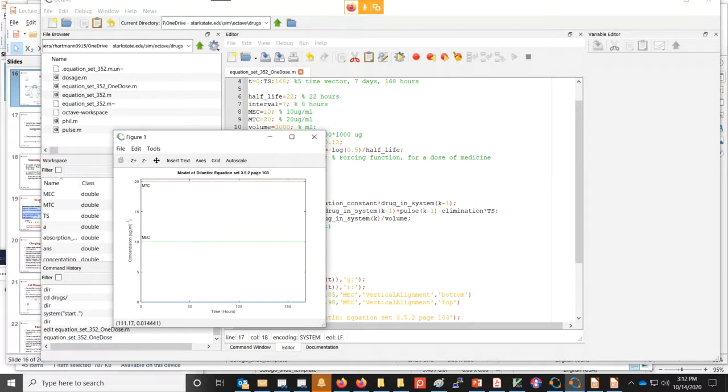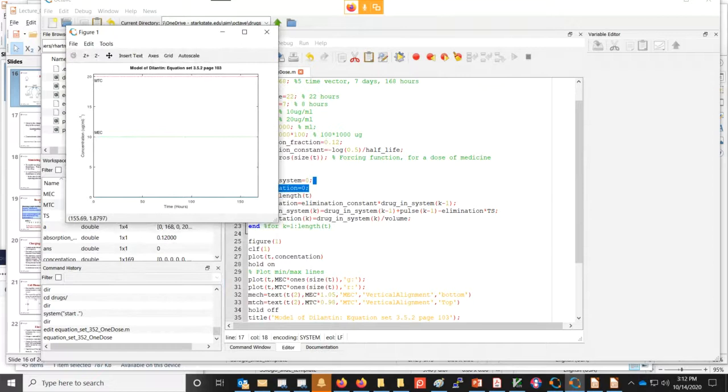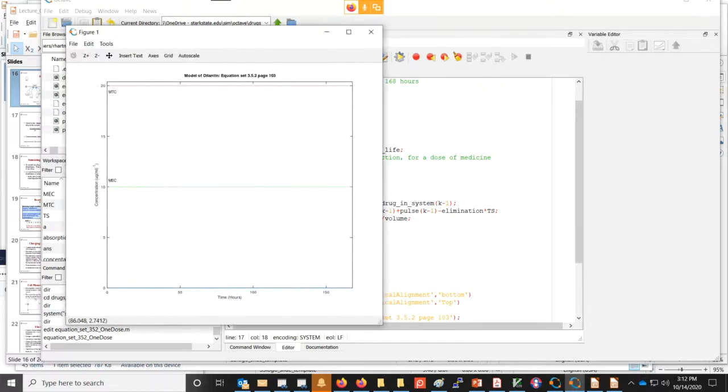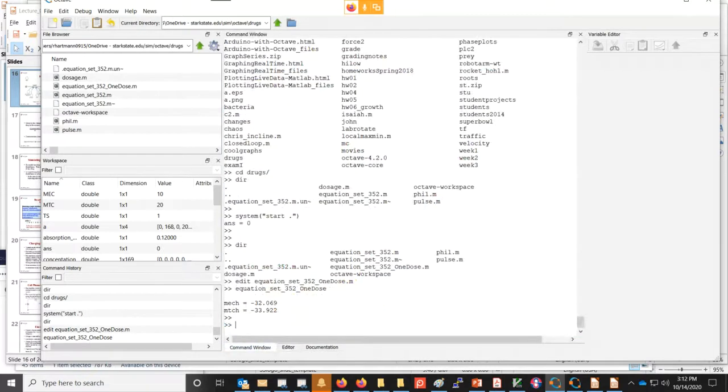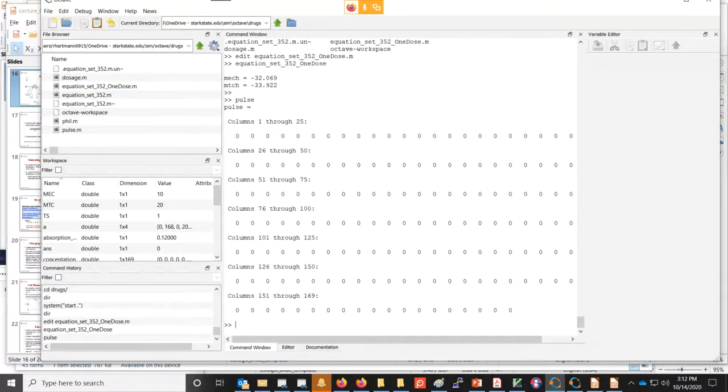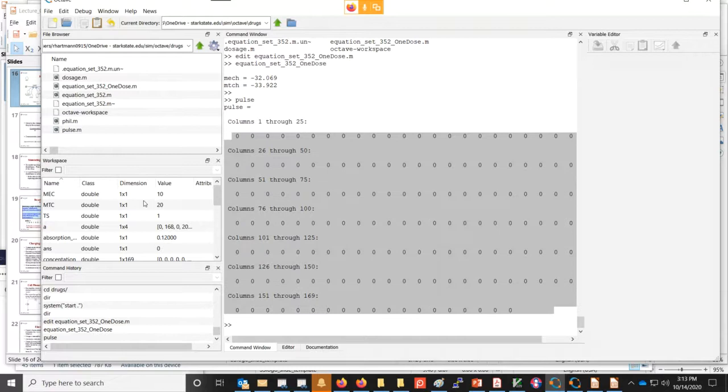So you see it's actually down here, the blue line at the bottom, which is just right at the 0 line. So it's almost invisible along the black because I don't have any drug in my body. There's no drug in my body because I started with no drug and I didn't add any. So now if we look at my pulse variable here, it's all zeros. The pulse is all zeros. This says that I've never taken the drug. I'm not taking it now.